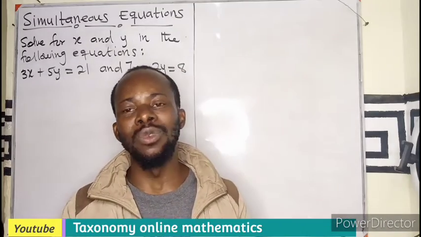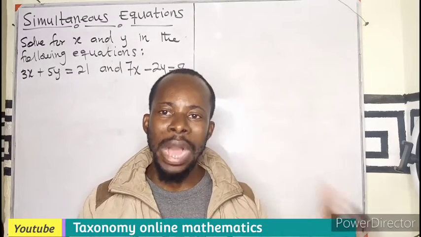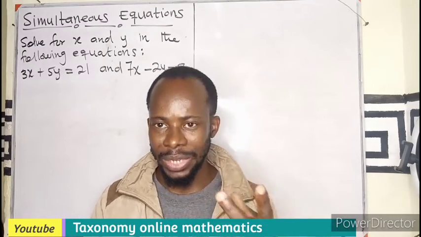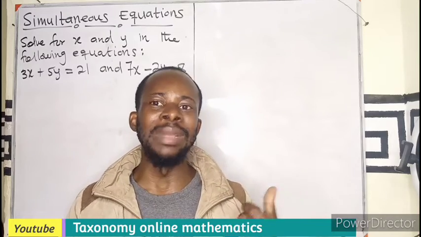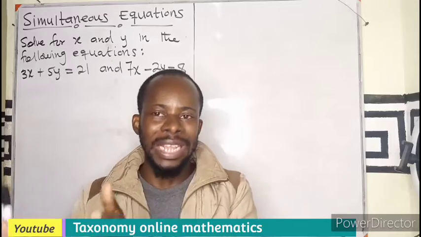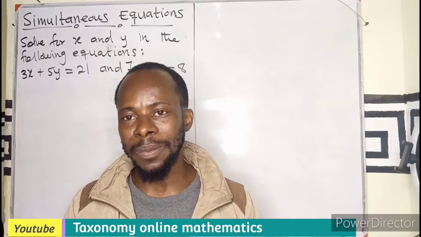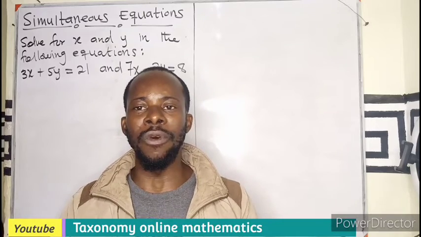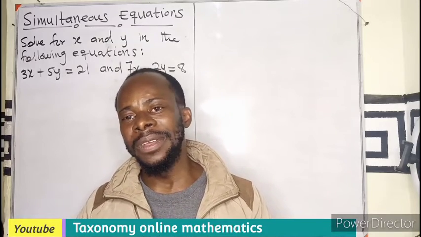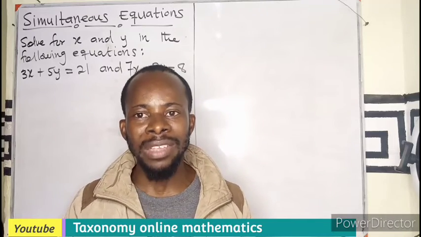One is to make one of the variables the subject in one of the equations, since there are two equations. Make x the subject in the first equation, then substitute the value that you get for x into the second equation. Then solve for the other variable, which is y. Then bring it back into the first equation to get your answer.